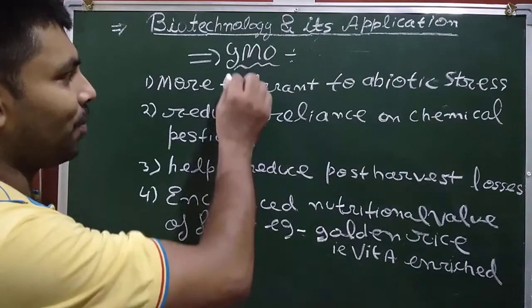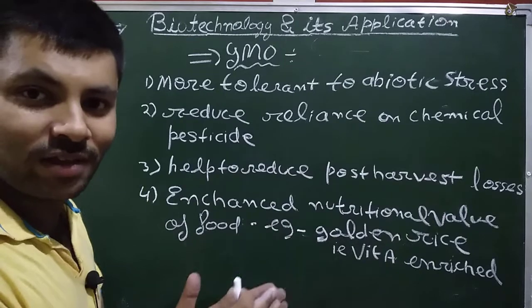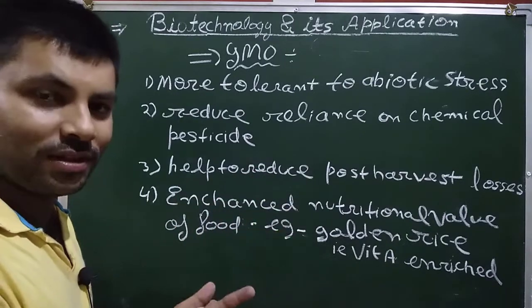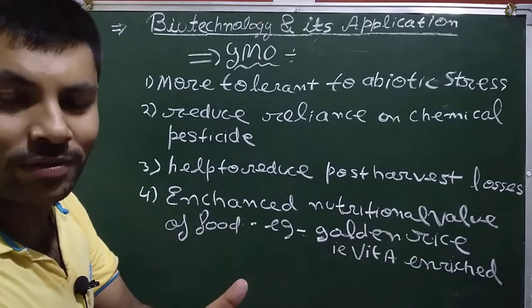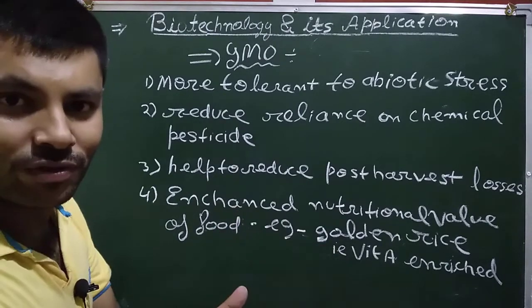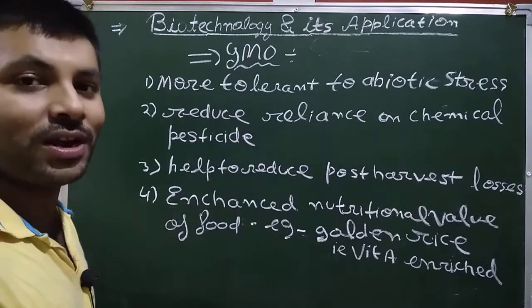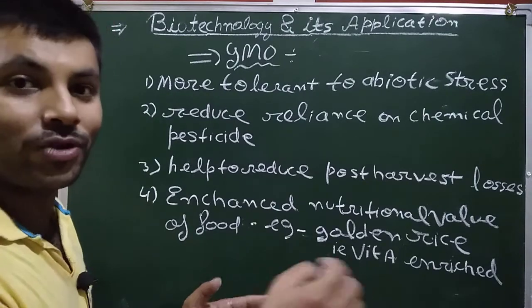Now see about GMO. What is a GMO? It is genetically modified organisms. It is a simple thing: plants, animals or bacteria, fungi, virus whose genes are manipulated. It is known as genetically modified organisms. Basically, genetically modified organisms include certain applications.